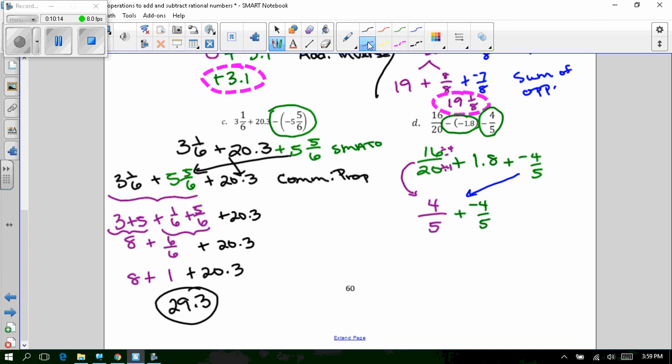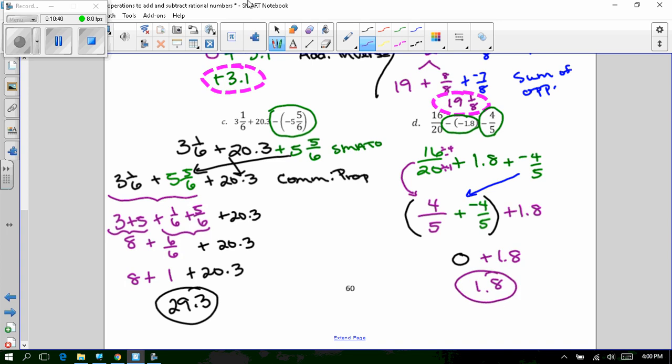And then I'm going to have the plus 1.8. Why did I do that? Because I noticed they have the common denominators. I also notice those two are additive inverses. 4/5 plus negative 4/5, that becomes 0 plus a 1.8. The answer is 1.8. Piece of cake.